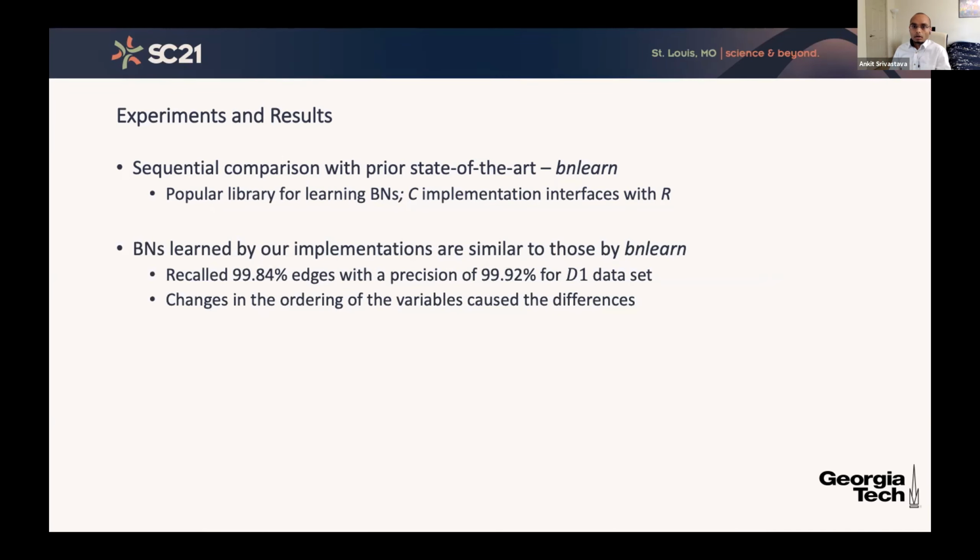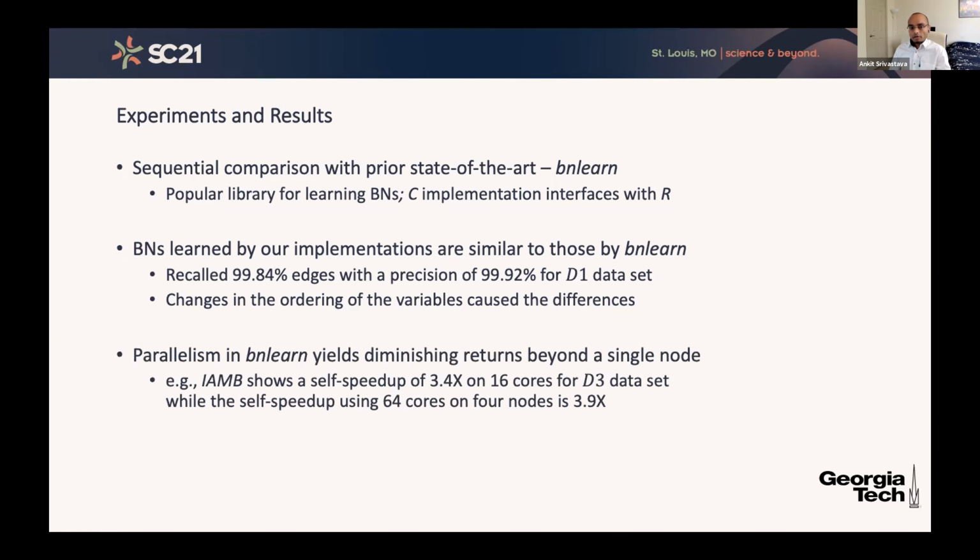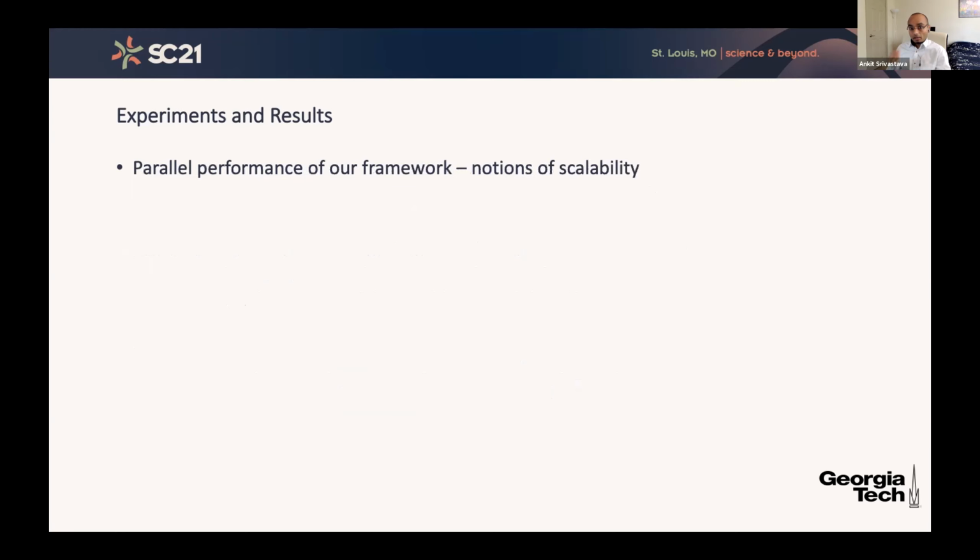We also wanted to have our software output the similar networks as BLlearn, and we ensured that that was the case as well. And then we also evaluated the parallelism of BLlearn, but found that even using 64 cores, BLlearn only provides 4x speedup, and this is self speedup, which is so we measured this speedup as compared to the BLlearn sequential runtime, which is already slower than ours. So we did not evaluate its parallel scalability any further, and we went to evaluate the parallel performance of our framework.